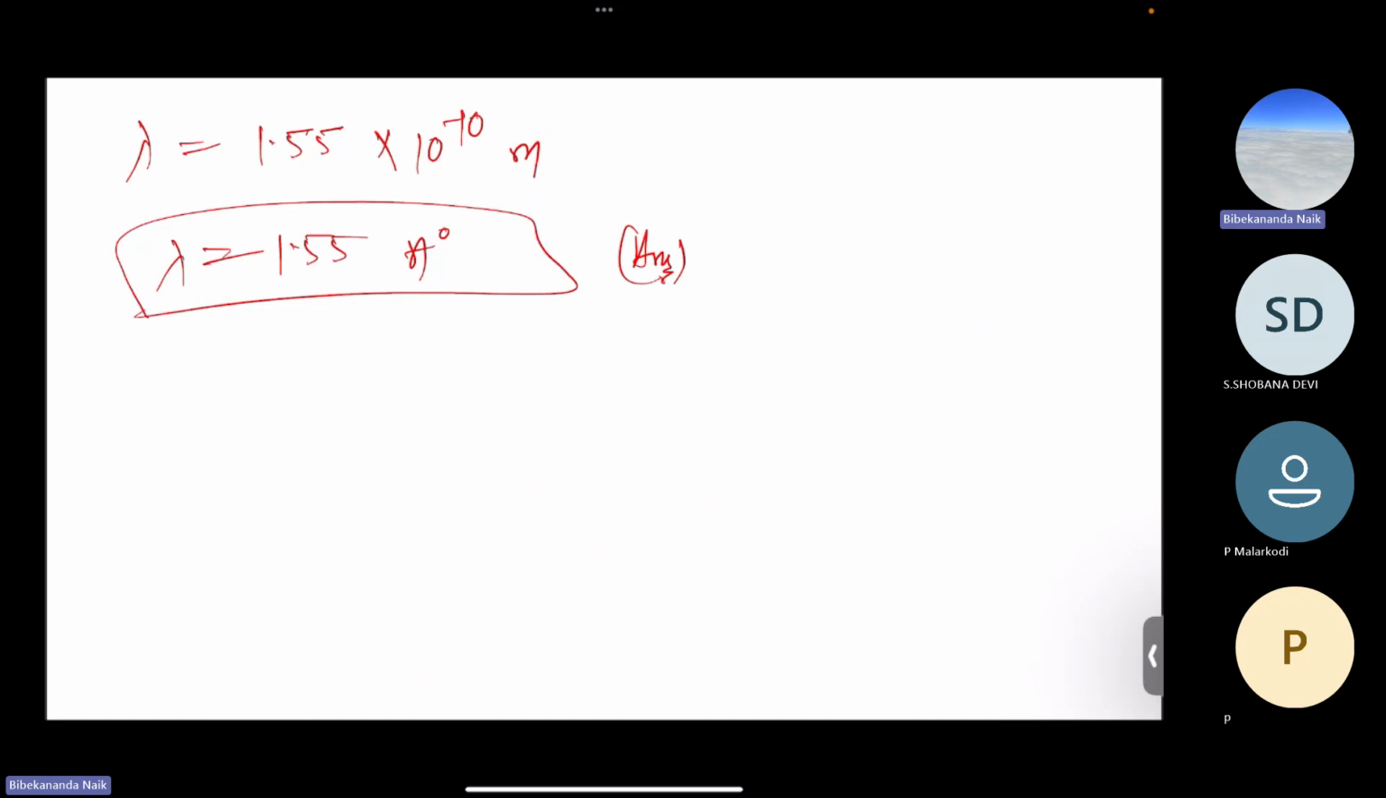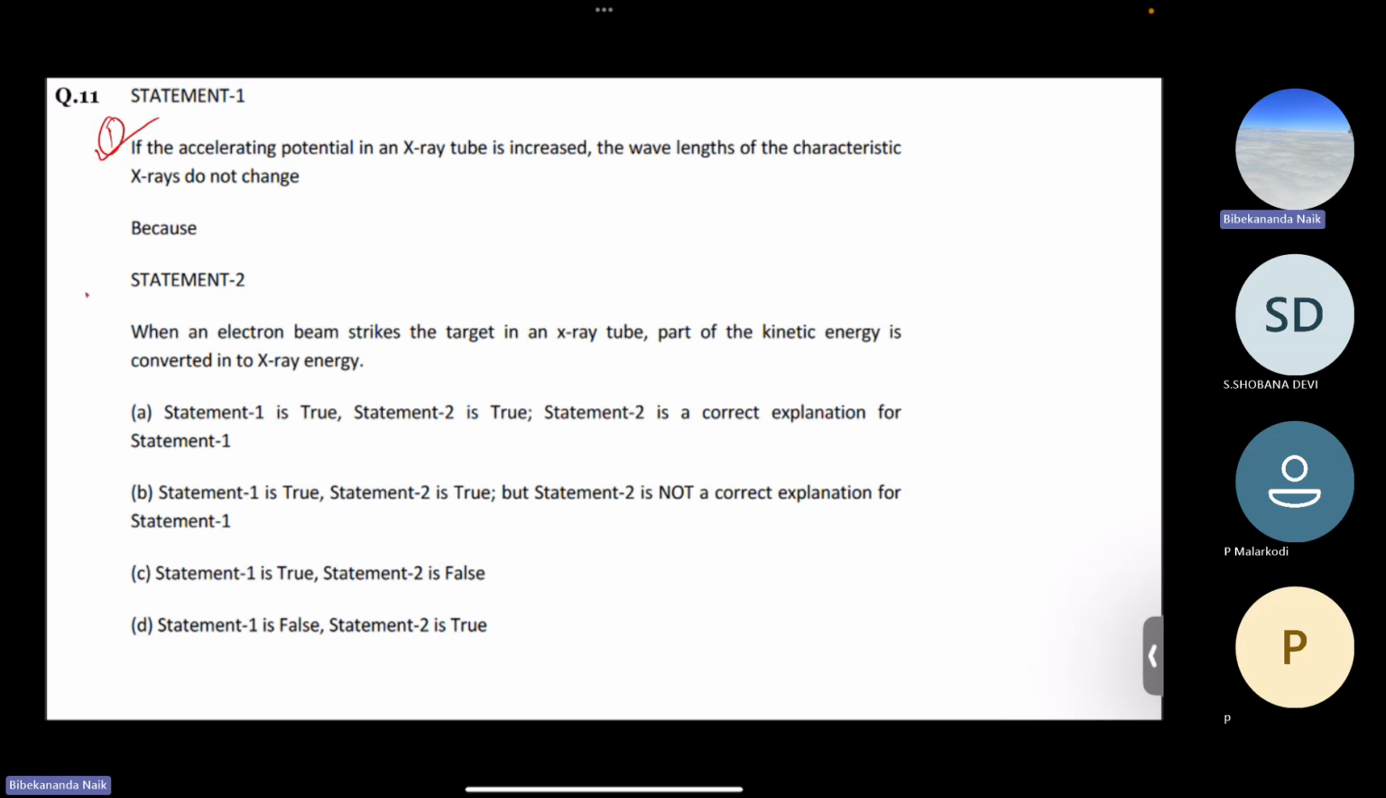Statement two says, when an electron beam strikes the target in an X-ray tube, part of the kinetic energy is converted into X-ray energy. So statement one says something, statement two says something, and we need to find out whether statement one is true, statement two is true, and whether statement two is a correct explanation for statement one. The options are: both statements are true and statement two is the correct explanation; statement one is true, statement two is false; statement one is false, statement two is true; or statement one is true, statement two is true, but statement two is not a correct explanation for statement one. So we need to find out whether each statement is correct, and whether statement two is the correct explanation of statement one.